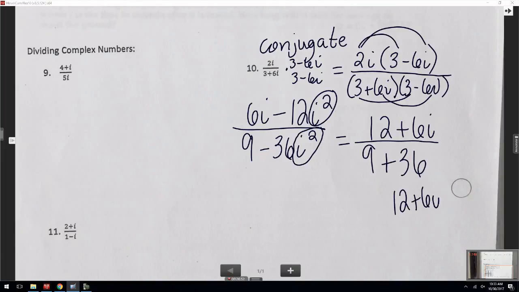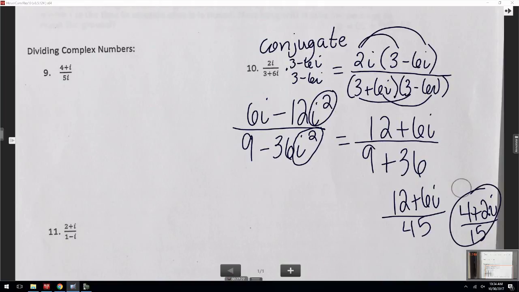12 plus 6i. Ooh, we're not done yet. You can simplify. What number goes into all 3 of them? 3. Now look, guys, here's the deal. It has to go into all 3. If it doesn't go into all 3, you can't do it. So divide all 3 of them by 3, and you get how much? 4 plus 2i. The 4 and the 2 could be divided by 2, right? But the 15 can't. So you can't take it any further. It's got to go into all 3 of them. Y'all okay?